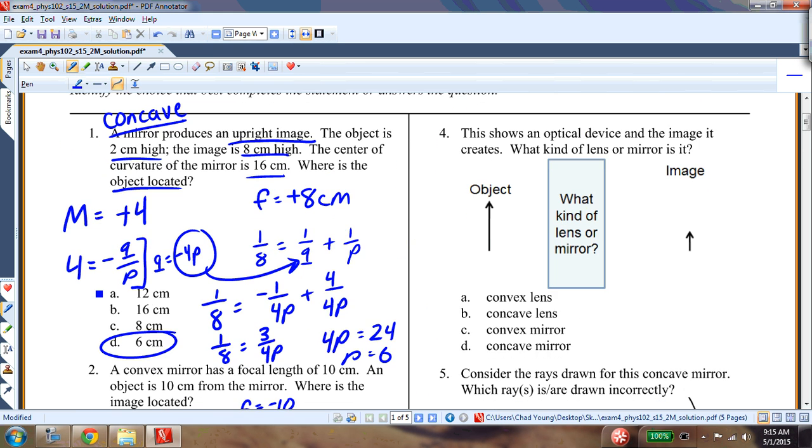Right. This shows an optical device and an image it creates. What kind of lens or mirror is this? Well, the image is a virtual image because it's upright. That tells me that it has to be a mirror, because virtual images are on the back side of mirrors. They're on the same side of the object as a lens, but for a mirror they're on the back side. And it's smaller. This is like a security mirror, so that's a convex mirror.